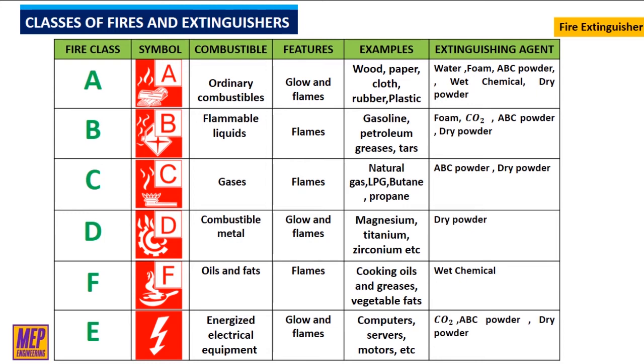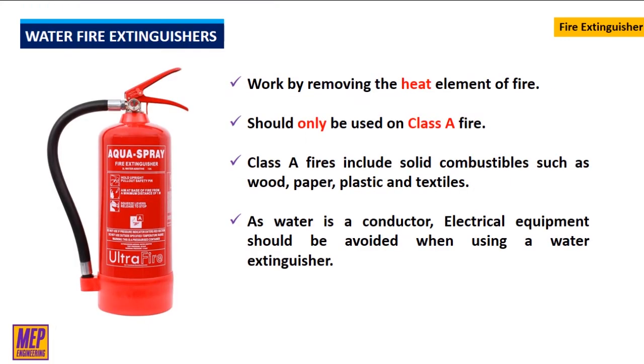Different fire extinguisher types and uses. As you review the fire extinguisher guide below, it's important to understand two things. First, different types of fire extinguishers are designed to fight different classes or ratings of fire. Second, each fire extinguisher type works by removing a particular element from the fire equation. Water fire extinguishers work by removing the heat element of fire. Water fire extinguishers should only be used on Class A fire. As water is a conductor, electrical equipment should be avoided when using a water extinguisher.